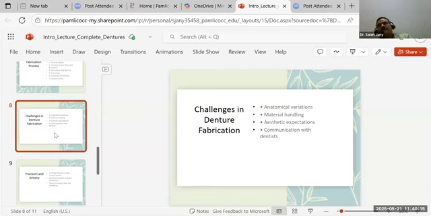Aesthetic expectation. Nowadays with the Hollywood smile and stuff, some people will ask for something fancy. But the problem is complete denture will never replace natural teeth. Even with implants and stuff, it will never replace it.